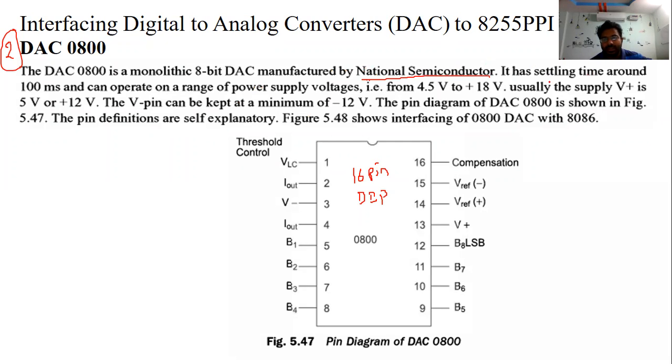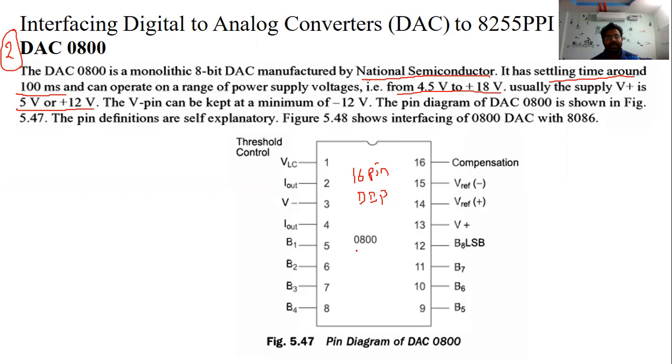So, what is the time required for this conversion operation? 100 milliseconds. What is the power range for producing the signal? 4.5 to 18 volts. So the output signal it can generate for a supply voltage of 4.5 volts, usually it can generate the signal from 5 volts to 2.